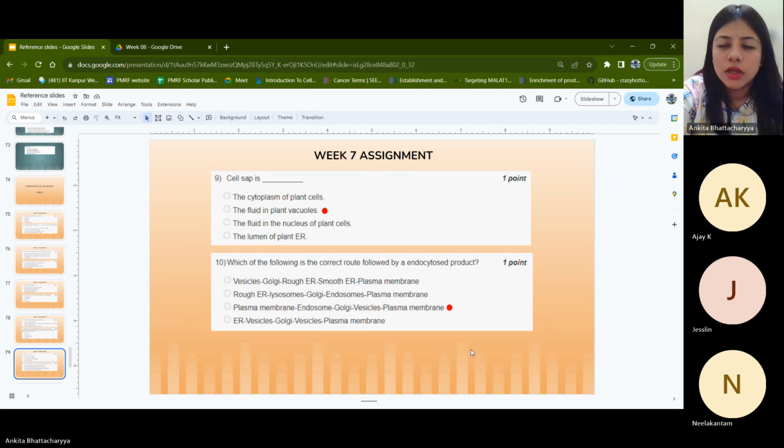Just give me a second. Option is correctly marked.